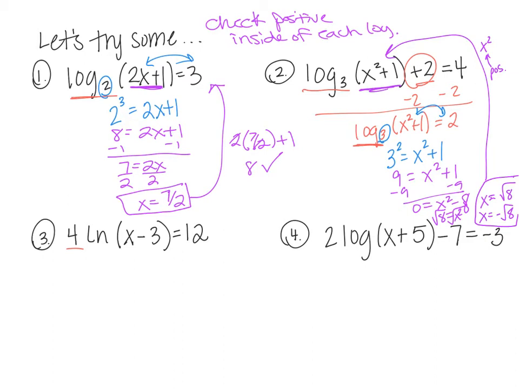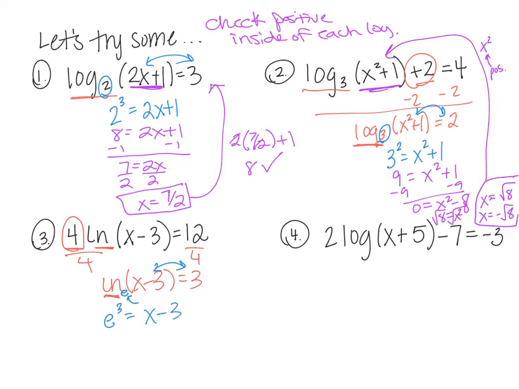I want to isolate this natural log. So to do that, I've got to get rid of this 4. So I'm going to divide everything by 4 here. So now I've got natural log of x minus 3 equals 3. Now that my natural log is by itself, I need to rewrite this. Remember, when there's nothing there on a natural log, there's an e. So I'm going to use my base of e, and I'm going to switch these. So e cubed equals x minus 3.